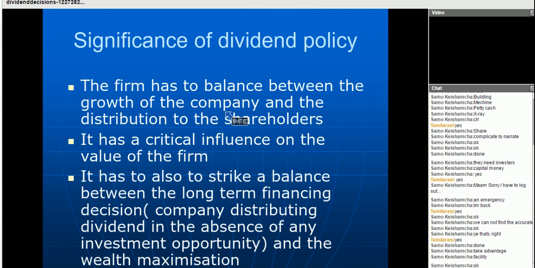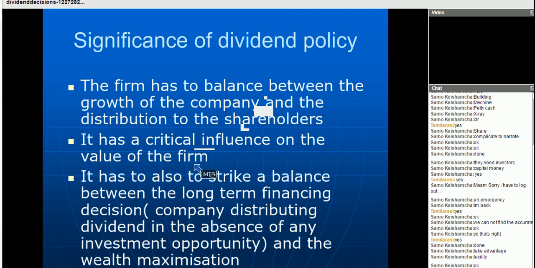So that investment will be done with the help of the retained profits, meaning the profits which have been saved over the years. That may just accumulate into a huge amount of money, and that may be invested for the growth of the company. So there has to be a balance between that. It has a critical influence on the value of the firm.